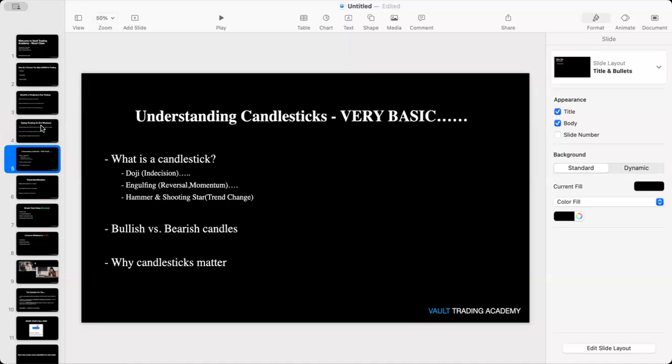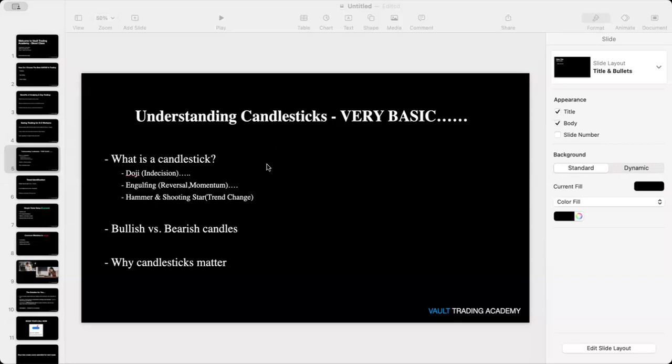All right. So understanding candlesticks. What I want to do on this one, let's see what a candlestick is. I don't think I can draw on my screen, can I? Oh yeah, I think I can. So let me know in the chat if y'all can see my drawings. Can y'all see that little red box that I just drew? Yes.